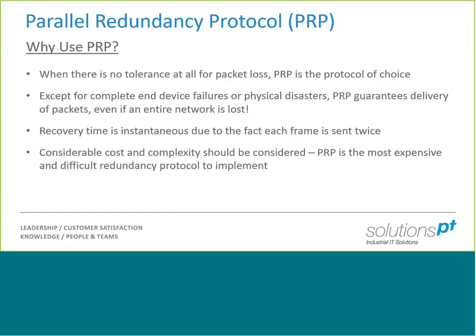So why would we use PRP? Really the only answer to that is when you've got absolutely no tolerance for packet loss. Because, excluding losing both networks physically, so a complete disaster where everything's just disappeared, PRP will guarantee that that frame still gets around the network. You would have to lose an entire network, so there's a lot of tolerance there. It's a very, very, very unlikely scenario that both networks are going to stop working at the same time, and that's why PRP is at the other end of the scale and allows us such a high level of redundancy. And recovery time is instantaneous.